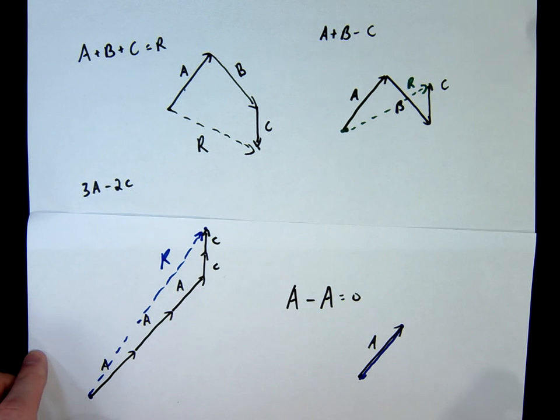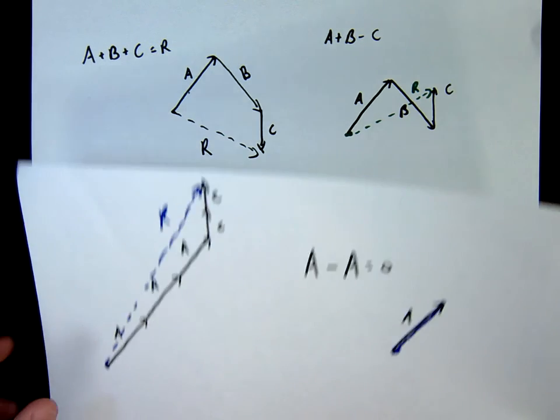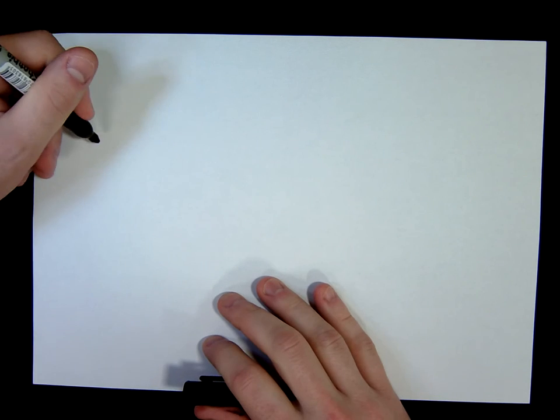Another thing you can do with vectors is find angles and break them up into components. I'm going to show you that here. So if I have a vector, same thing, I'll call it vector A. Okay, here's vector A.